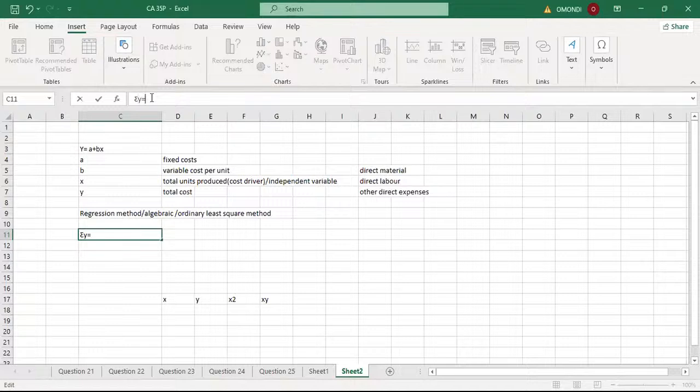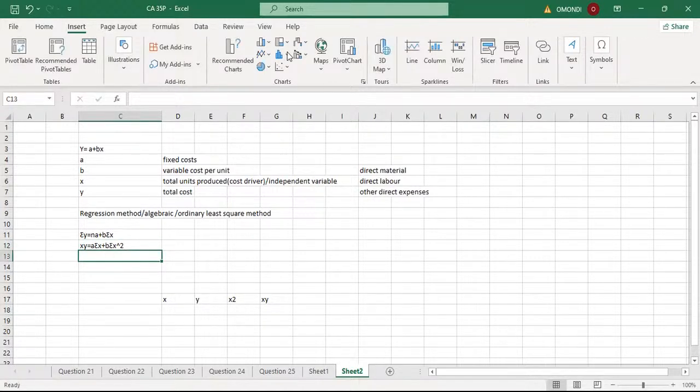Summation of Y is equal to NA plus B summation of X. Then the second equation was summation of XY is equal to A summation of X plus B summation of X squared. That's the formula which you are using.